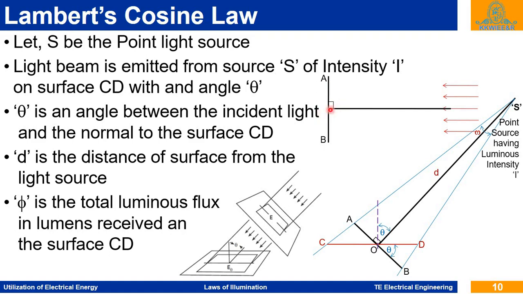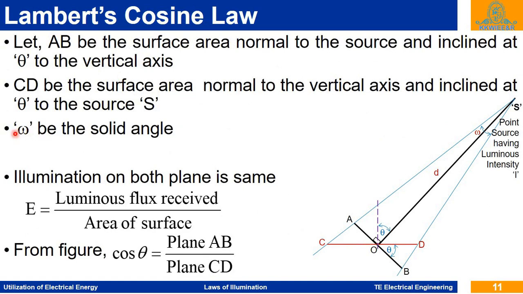Once again, we can see here this is the normal to plane AB. Now we incline this plane to the second position CD, and this is the angle theta between planes AB and CD. So here this is the normal to plane CD. This is the incident ray, so this angle is theta, and the same angle theta is there between plane AB and CD. Omega is the solid angle. Then the illumination on both planes is the same. With this solid angle omega being the same for both plane AB and CD, the illumination on plane AB and CD is the same.